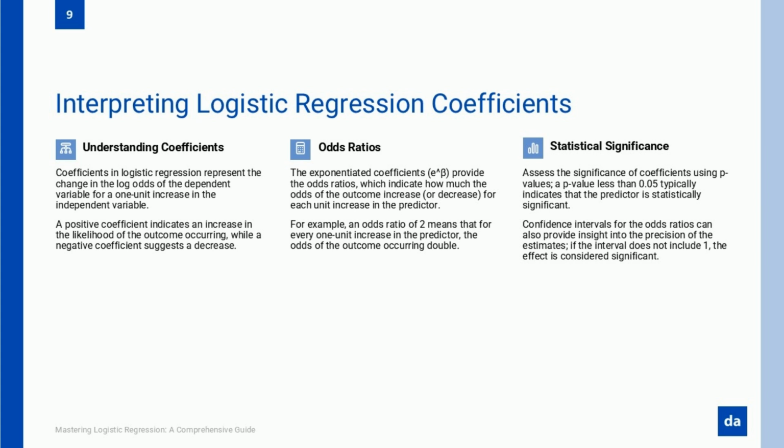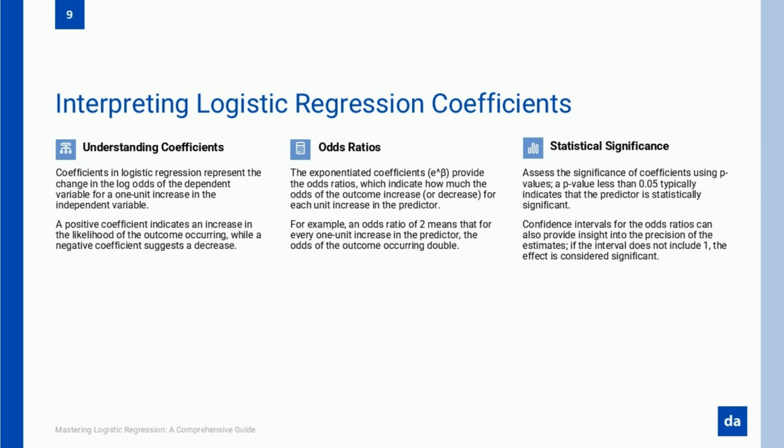For example, let's say we're building a model to predict whether a customer will buy a product or not. If the coefficient for income is positive, that means higher income customers are more likely to buy. If the coefficient for price sensitivity is negative, that means customers who are very price sensitive are less likely to buy. But here's the key part.